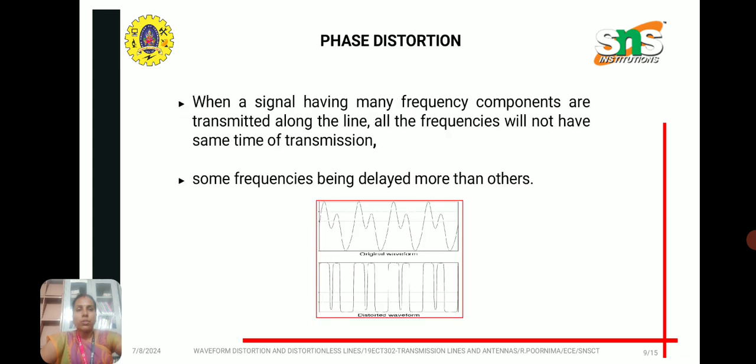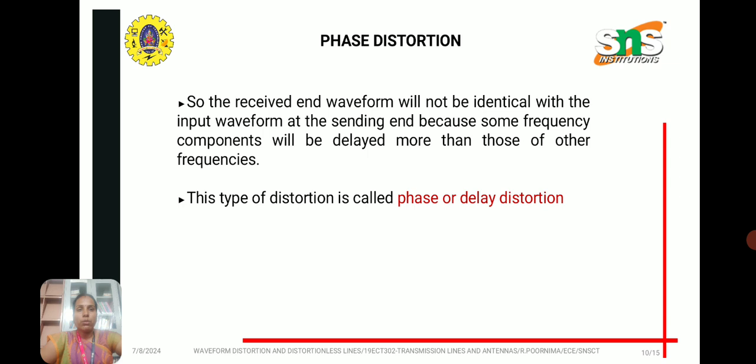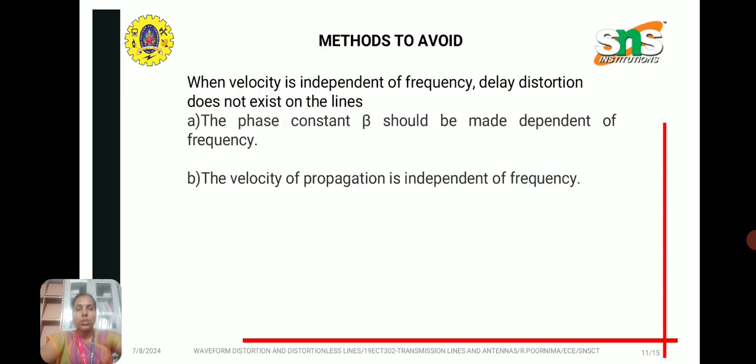Phase distortion. When a signal having many frequency components is transmitted along the line, all the frequencies will not have the same time of transmission, some frequencies being delayed more than the others. So the received waveform will not be identical with the input waveform at the sending end because some frequency components will be delayed more than the other frequencies. This type of distortion is called phase or delay distortion.